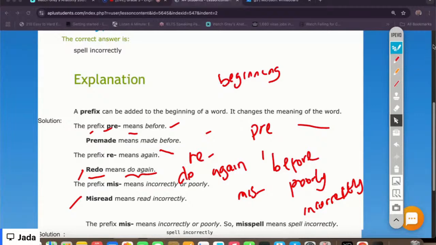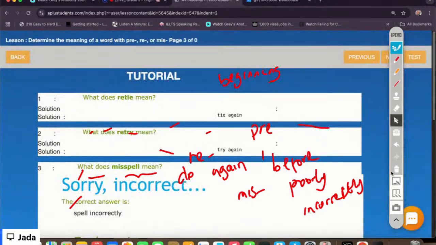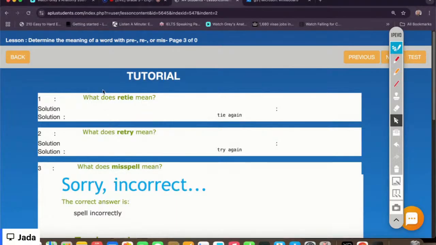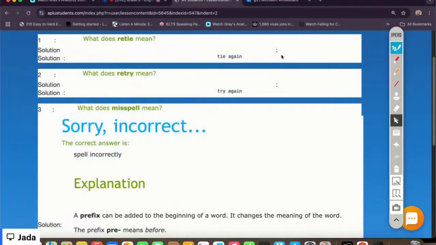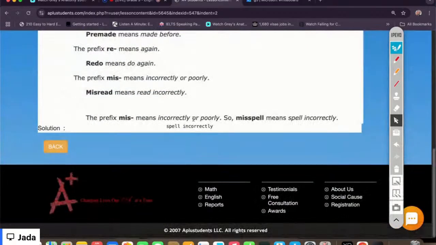Let's look at some examples. So we have, what does retie mean? So now that we know the meaning of the prefix re, we know that it means what? Try again. Simply just means what? Try again. Okay? So this one we also have retry. It means try again. Now what does misspell mean? Spelled incorrectly. Okay?